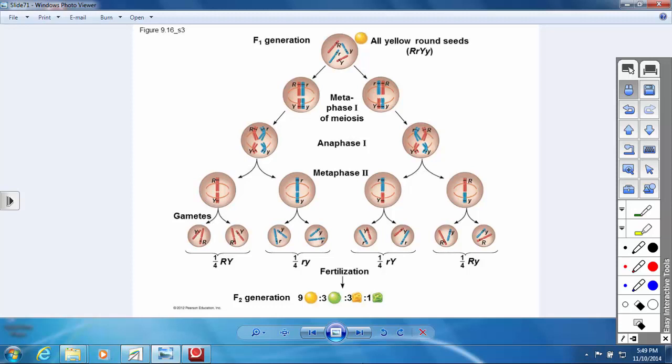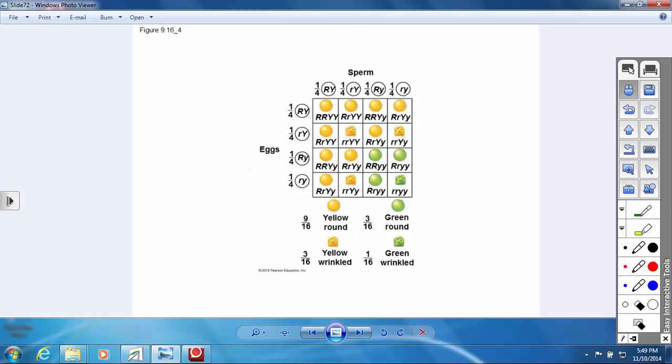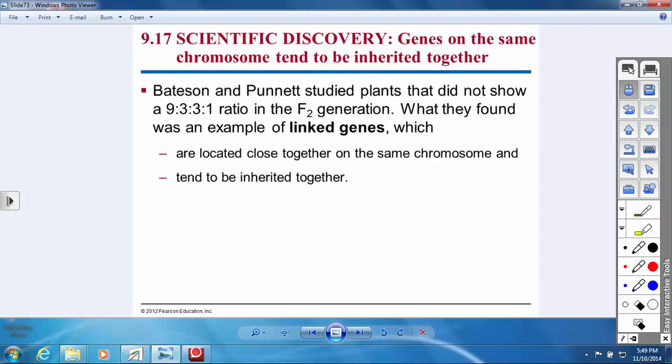Now imagine this, 2 to the 23rd power, all the different possibilities going back and forth with 23 chromosomes. And so this was our dihybrid cross and the 9:3:3:1 example. So when you put all those possibilities together and look at them, that's what you see.